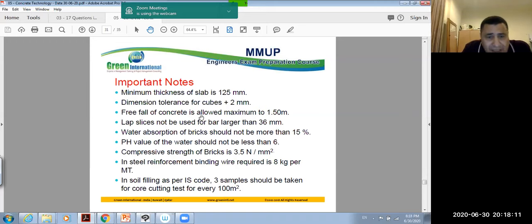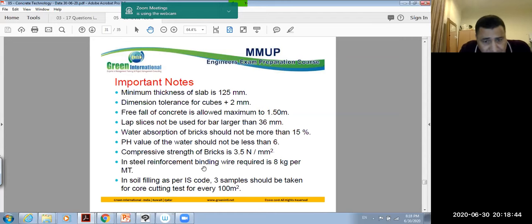Free fall of concrete is allowed maximum to 1.5 meters, or if you have a different shuttering system, it might be up to 6 meters, but if you have conventional, it is 1.5. Lab slices should not be used for bars larger than 630 mm, already repeated. Water absorption of bricks should not be more than 15%. pH value of water should be not less than 6. Compressive strength of brick is 3.5 Newton per mm square.